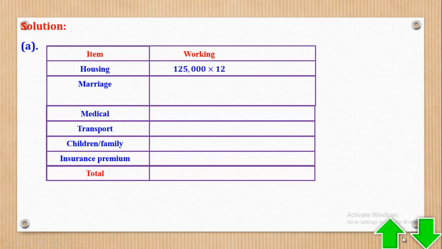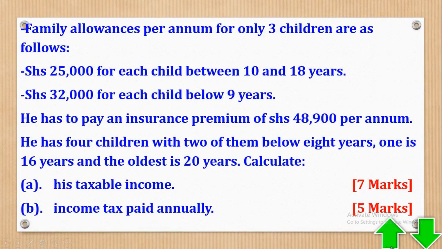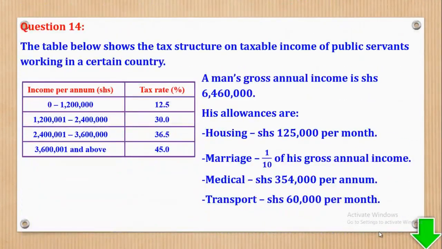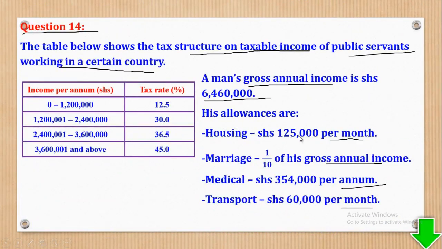So housing, it was 125,000 per month. That means per year it has to be multiplied by 12 because there are 12 months in a year. Marriage was 1/10 of gross income, so it will be 1/10 multiplied by the gross income, which is 6.46 million. Medical is already per annum, so there is no need to calculate anything. But transport is per month, so we multiply 60,000 by 12 to get per year.